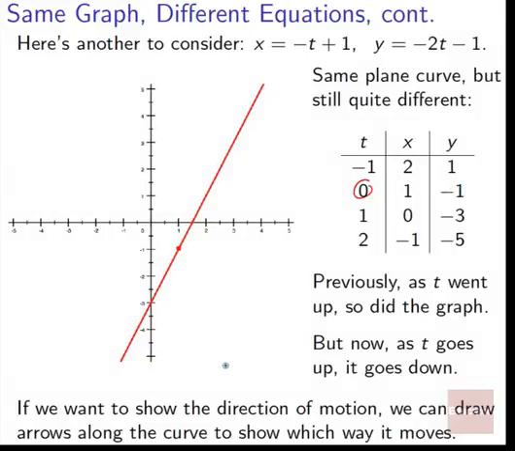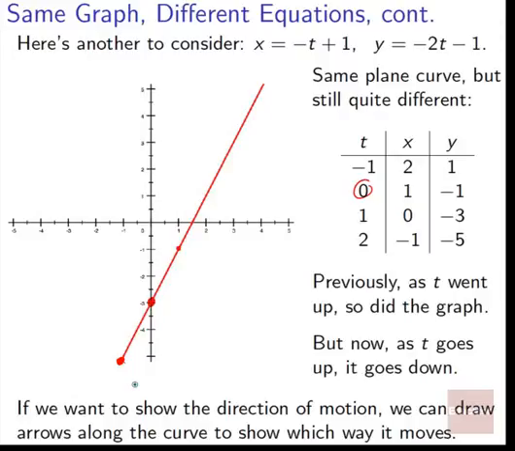However, as we go to positive numbers, if we plug in 1, we get 0, comma, negative 3, right? Because negative 1 plus 1 gets us to 0, and then negative 2t minus 1 will get us to negative 3, so we'll be down here. If we plug in positive 2, we'll be at negative 1, negative 5, right?